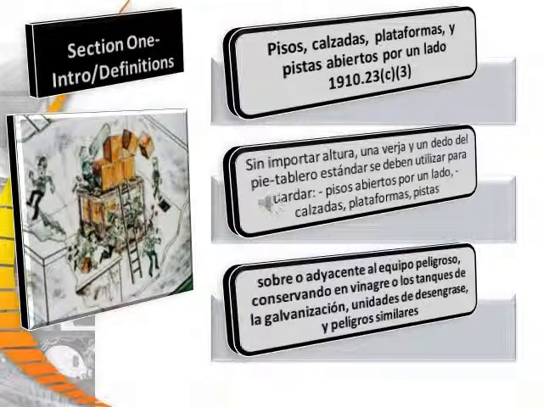Open-sided floors, walkways, platforms, and runways are covered under .23(c)(3), which states that, regardless of height, a standard railing and toe board must be used to guard open-sided floors, walkways, platforms, and runways above or adjacent to dangerous equipment, pickling or galvanizing tanks, degreasing units, and similar hazards.